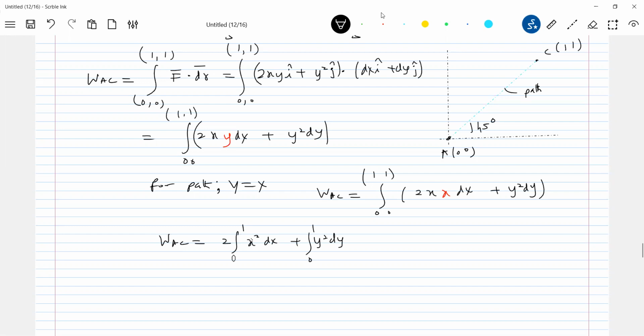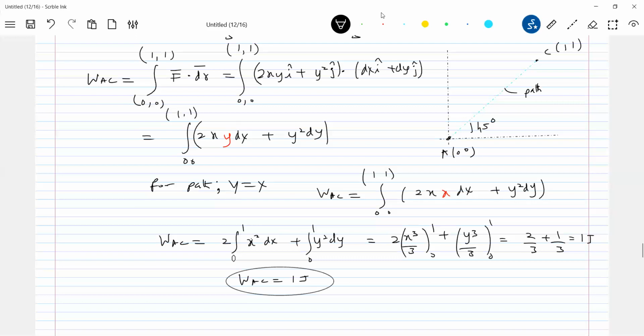It is asking work done along that path only. So therefore, using that, what happens? You should replace that y here. So this will become 2x cubed by 3, so this will become 2 by 3 plus 1 by 3. 1 joule. Okay, got the answer. So sometimes when they mention path, no, you have to be very careful.